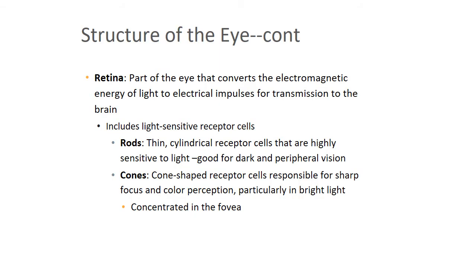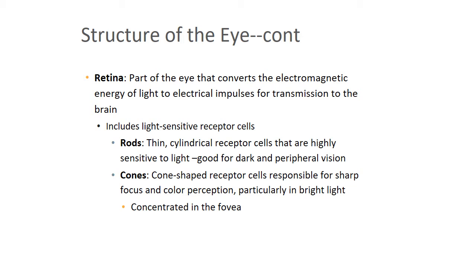On this slide, we're going to talk about the retina and the rods and the cones. The retina is the part of the eye that converts the electromagnetic energy of light to electrical impulses for transmission to the brain. So this retina is that part in the back of the eye. So this is the area where the rods and cones are located.